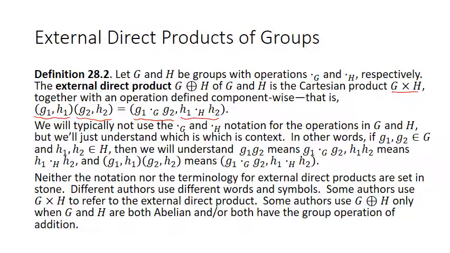So I will say here that we typically don't actually use the subscript G and the subscript H notation for those operations, because it's just kind of too clunky to be dragging around, and also because we don't really need it. You can understand which operation is being used in context. So in other words, if you have 2 elements G1 and G2 from G, and you have 2 elements H1 and H2 from H, then when you see those G elements being multiplied together, that means you're using the G operation. And if you see the 2 H elements being multiplied together, that means you're using the H operation. So you use the operation that is for the group that the elements came from.